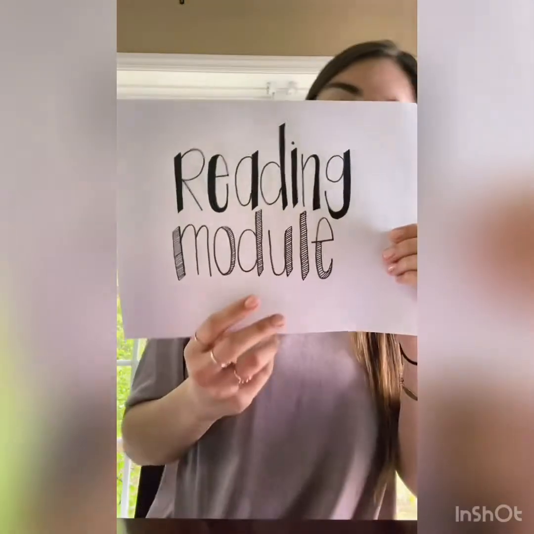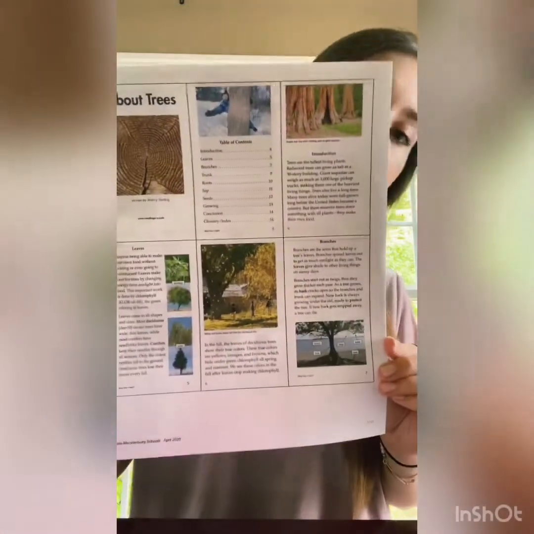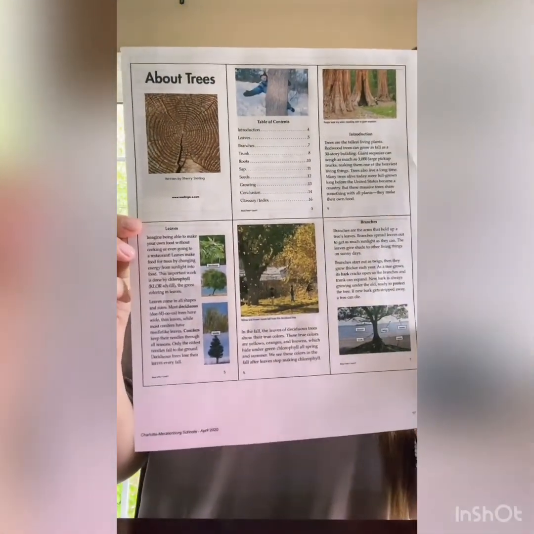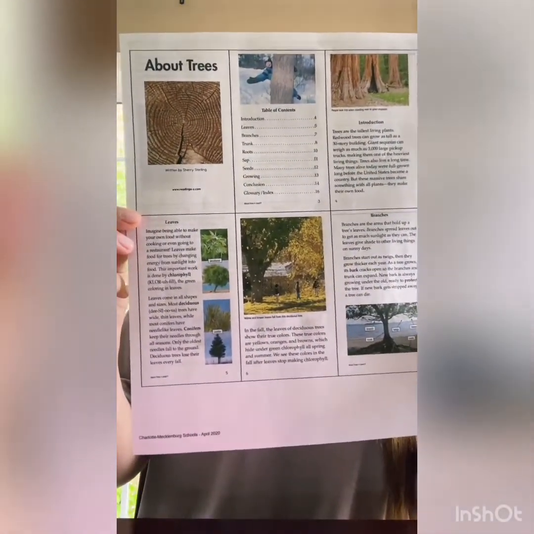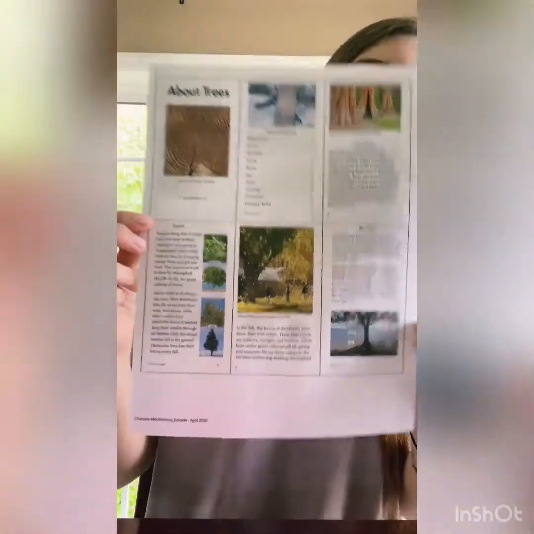So we are gonna go through our packet, and the very first thing that we're looking at is reading. So in reading today, the very first thing you're doing is checking out that module video that is in the description below. You're gonna watch that video as you follow along in your packet on pages 17 and 18. You're gonna listen to the read aloud for About Trees. So it looks like this. It's on page 17 and 18 of your packet. You're gonna follow along as they read that book to you.